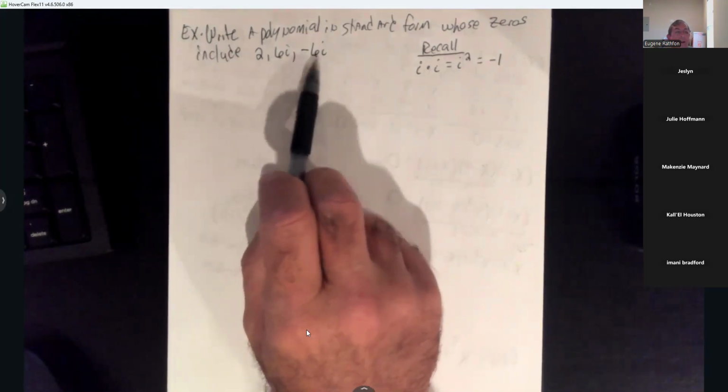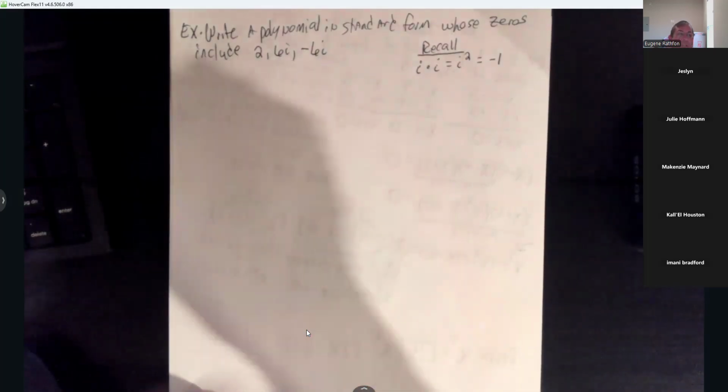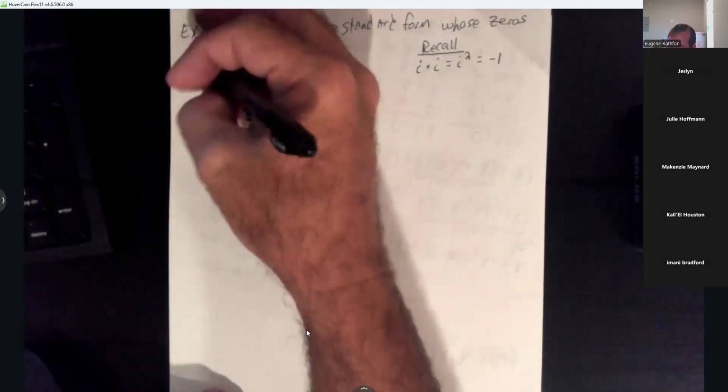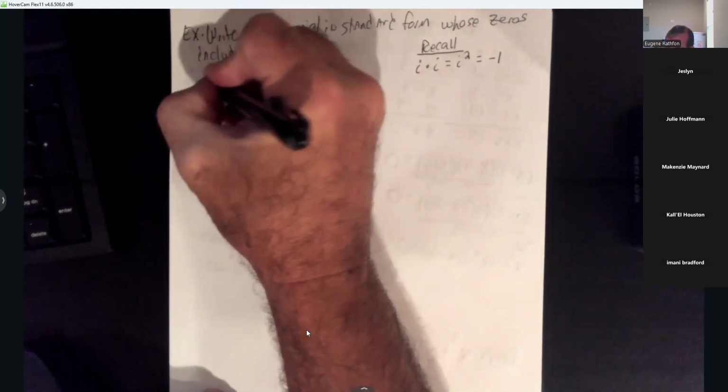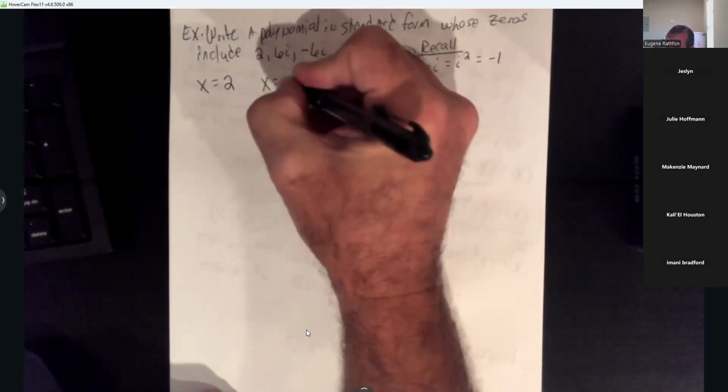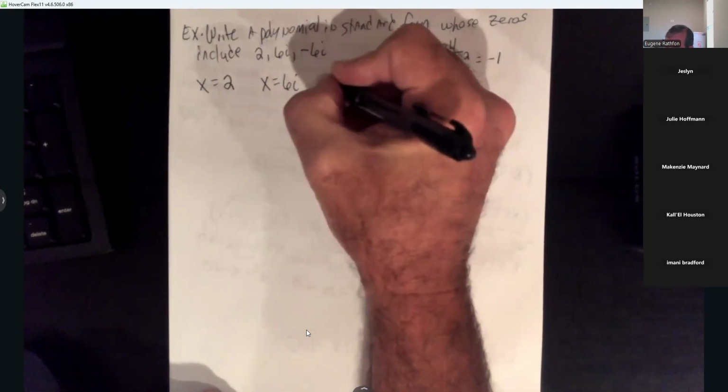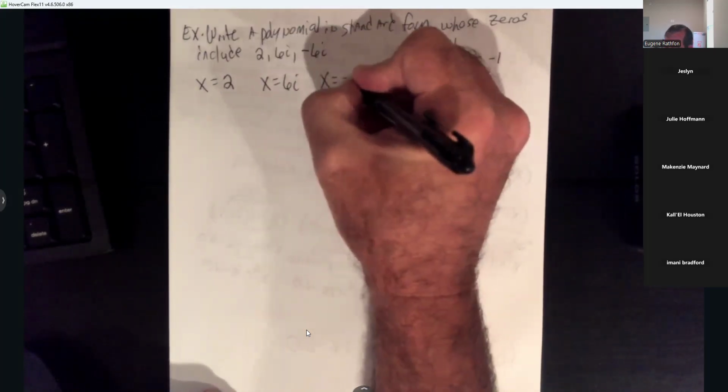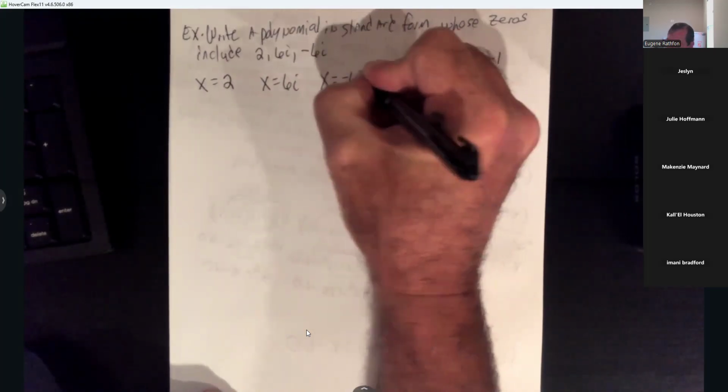All right, y'all, so remember this. If you got 3 zeros, when you're done, your highest exponent will be a 3 on this, okay? So the number of zeros is equal to the degree. All right, y'all, so let's write them out. I got x equals 2, x equals 6i, x equals -6i.